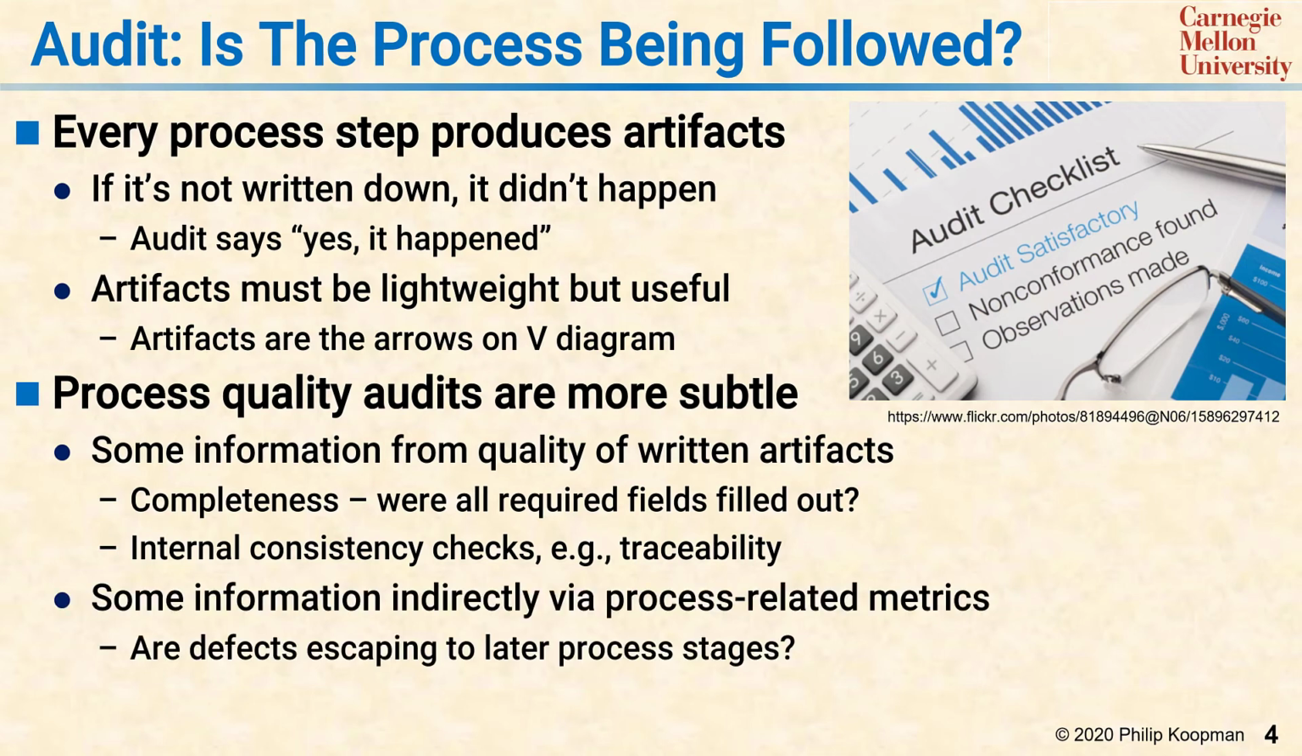Some information can be indirectly obtained via process-related metrics. A classic one is, are defects escaping to a later process stage? By that, I mean if bugs are escaping to system test that should have been found in unit test or peer review, then you have some knowledge that there are some process quality issues back up in the unit test or peer review stages. SQA typically keeps those metrics and asks those kinds of questions.